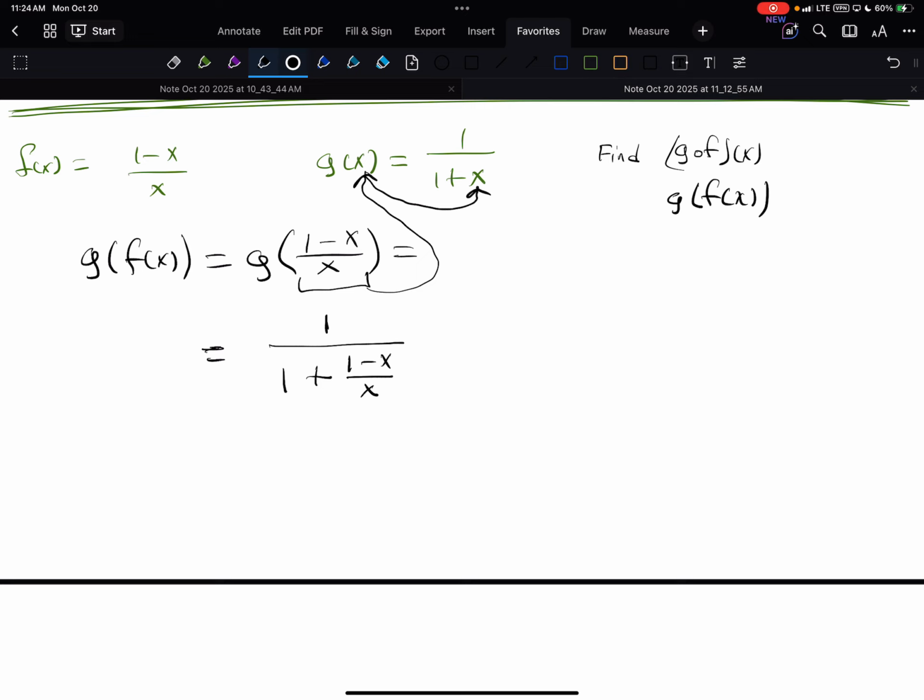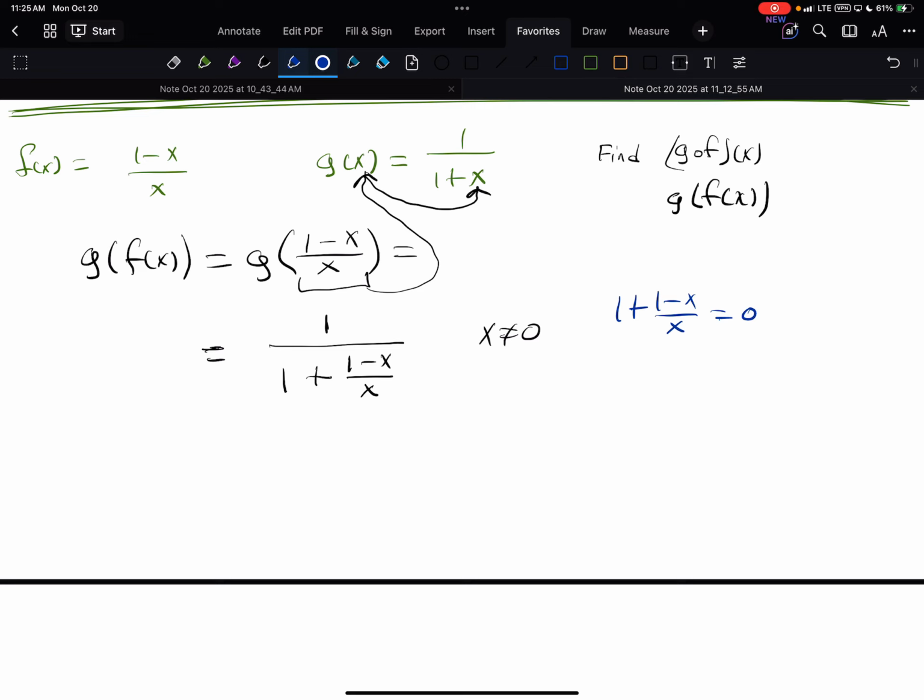Now, as far as my domains go, because I really ought to be thinking about this at this point, because of the way I've assembled the function, this denominator cannot equal 0. Well, that means that X cannot equal 0, right? That was pretty clear. And then this denominator, that whole thing, cannot equal 0. So if I do that math real quick, I've got 1 plus 1 minus x over x cannot equal 0. Well, we're going to find it equal to 0 and then say it can't be that.